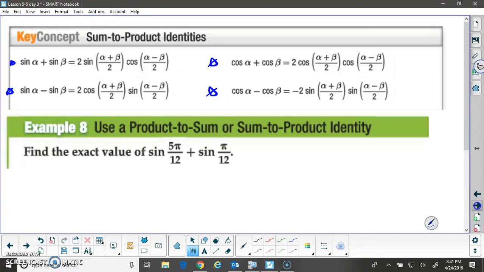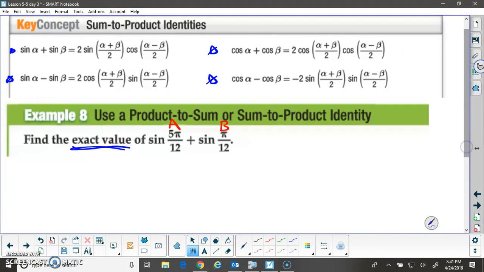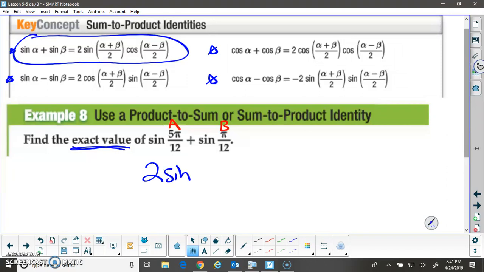So let's use that to find the exact value of this expression that we see in front of us. Now we're going to let the 5 pi over 12 represent angle A and the 1 pi over 12 represent angle B. And since we've got sine plus sine, we're going to use this formula on this problem. So let's rewrite this sum as a product. And that's going to become 2 times the sine of A plus B divided by 2. Now, A plus B is going to give us 6/12 pi, which is just 1/2 pi.